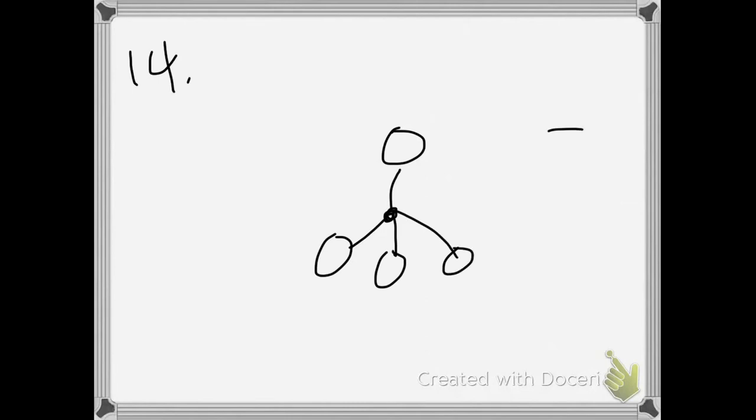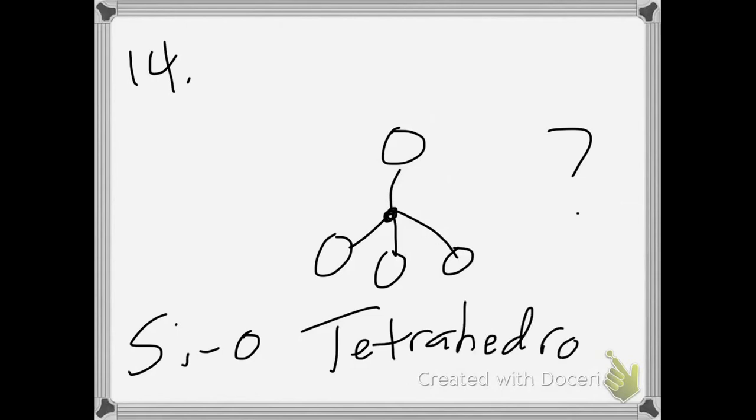Question number 14. This is not a stick figure. This is a structure that we talked about in the silicate umbrella. It has 4 oxygens surrounding a smaller silicon in the middle. And that structure is called a silicon-oxygen tetrahedron. Of course, tetrahedra with an a at the end is plural.